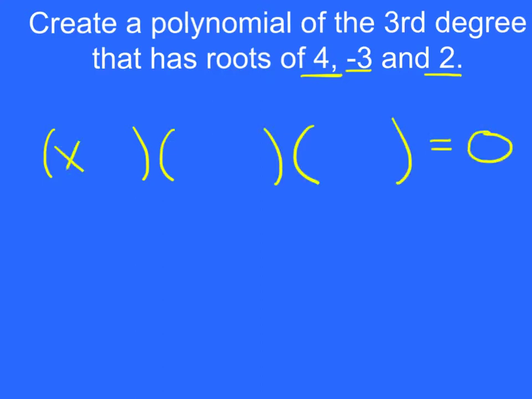So instead of x plus 4, it's x minus 4. And then it's going to be x plus 3 and x minus 2. So you put them back into your factored set of parentheses in reverse form. Minus 4 plus 3 minus 2. And then you have to go through and multiply these out to come up with the polynomial.